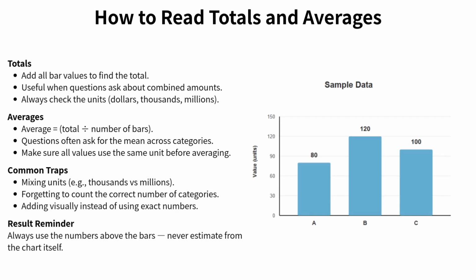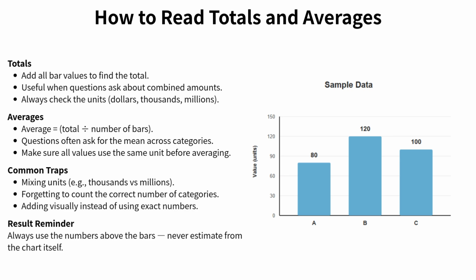Now let's move beyond comparing two bars and look at totals and averages. First, totals. When you're asked for a total, you simply add all the bar values together. But remember, never add what you see. Add the exact numbers. Here, we have 80, 120, and 100. 80 plus 120 plus 100 gives us 300. That's the real combined value.